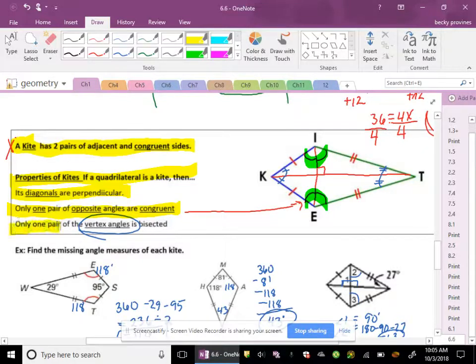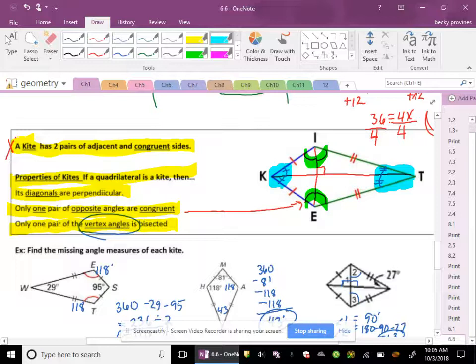Now, this says there's only one pair of vertex angles that is bisected. So the other set that we haven't talked about yet, up here at K and back here at T, they're bisected, which means they're cut in half. So go ahead and write in the information that they're cut in half.